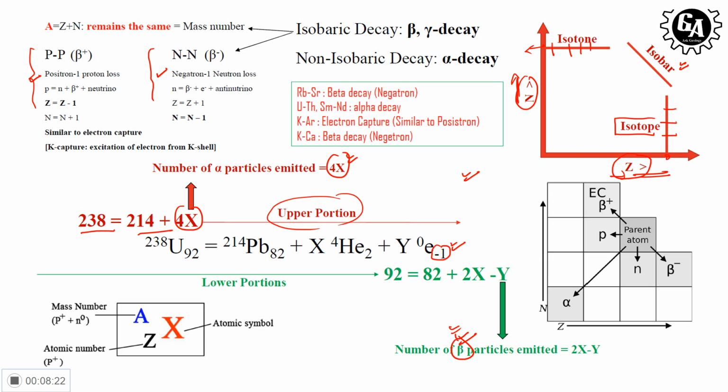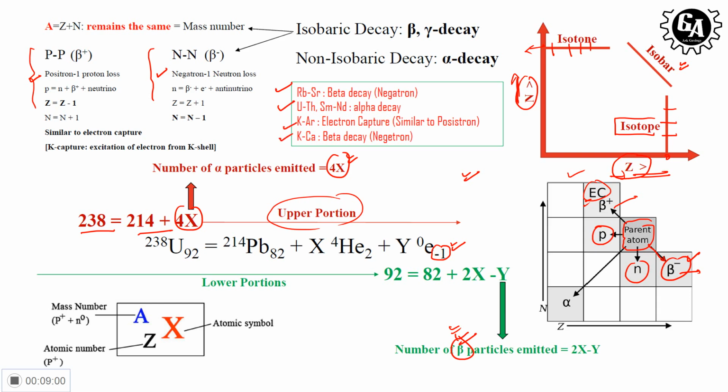You can see that if it is the parent atom coming this side, then it experiences beta negative or beta positive, and positron is more or less similar to electron capture. What is electron capture? I'll explain that in the coming session. For alpha particles, you can see two numbers. This is neutron, this is proton. If it loses one neutron, it will come down. If it loses one proton, it will move to the left. And there are rubidium, strontium, uranium, thorium, Sm and Nd, potassium, argon, potassium, calcium.